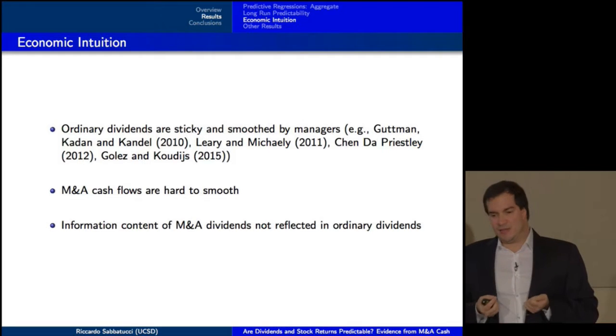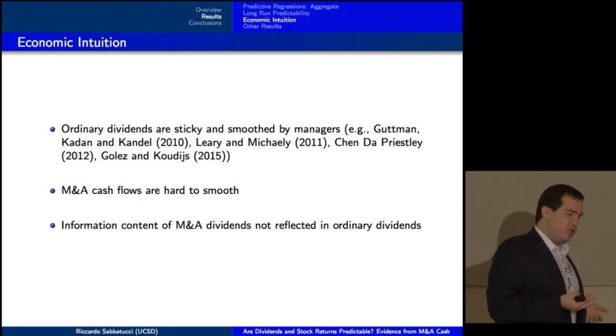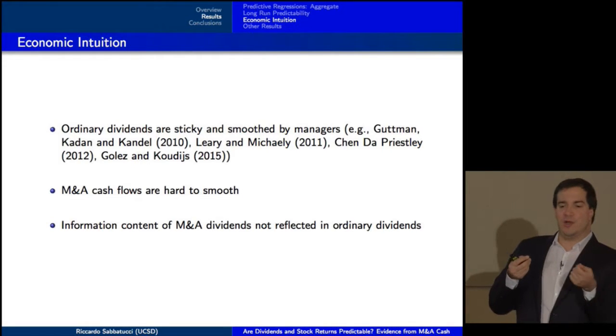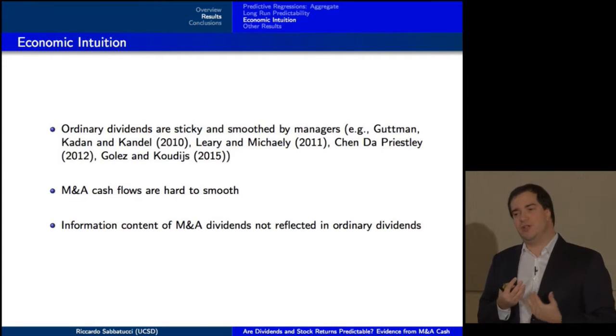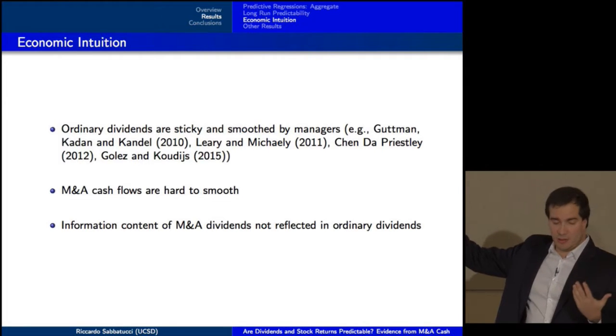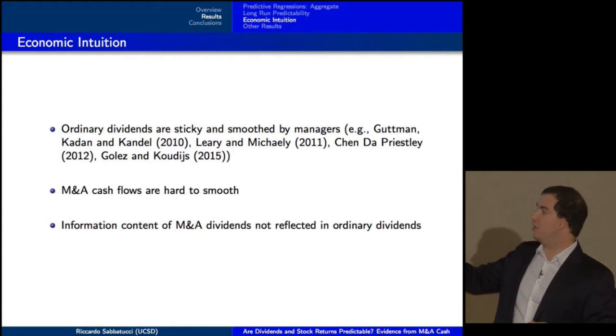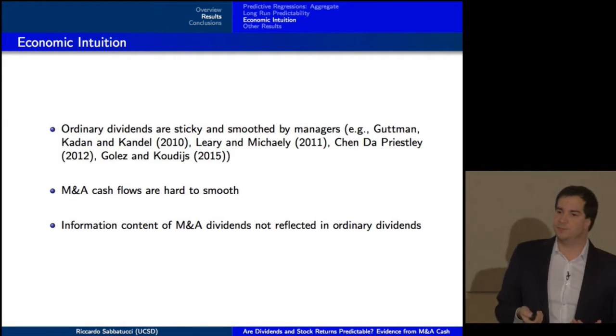What this means is that while ordinary dividends are smoothed, so they might not have up-to-date information on the profitability of the firm, this other kind of dividends, like cash dividends coming from M&A, might have information that is not reflected in these ordinary dividends.